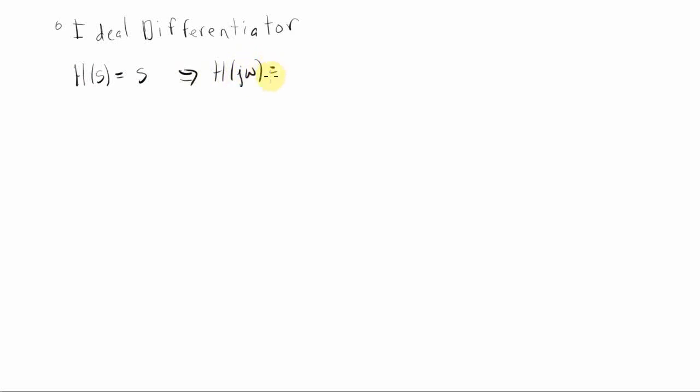To define the frequency response, I just substitute j omega for s, and I'm left with the frequency response equal to j omega. The corresponding magnitude response is just equal to omega. This is entirely imaginary, so no real part. So the magnitude of this is just omega, and the phase angle, because it's entirely imaginary for all frequencies, is just equal to plus 90 degrees.